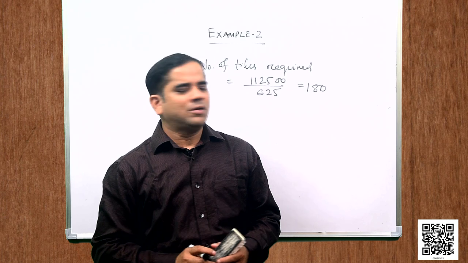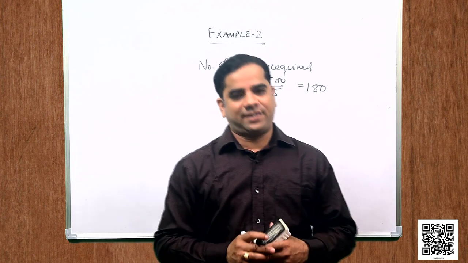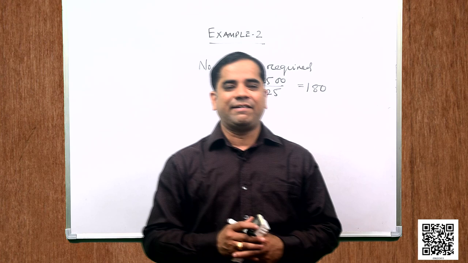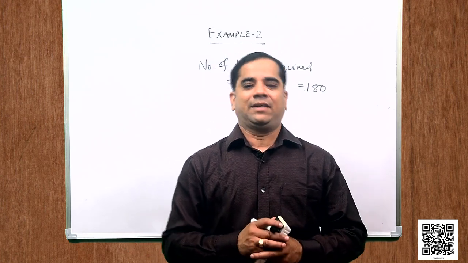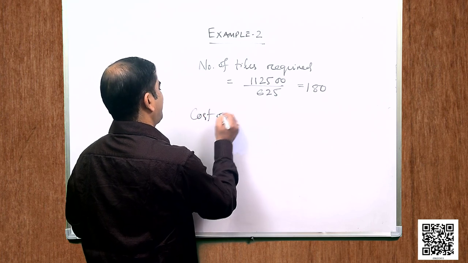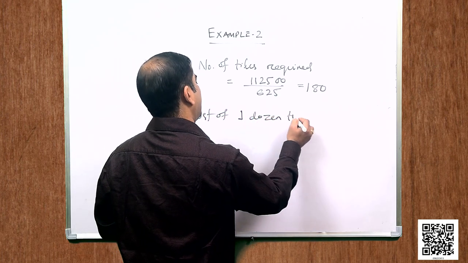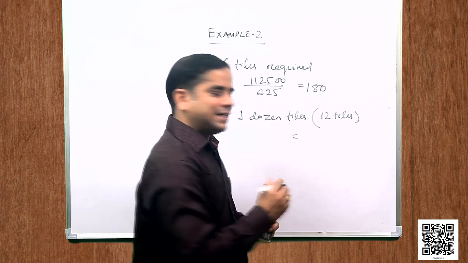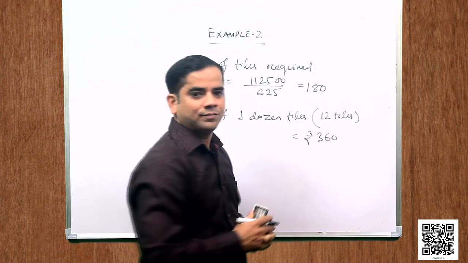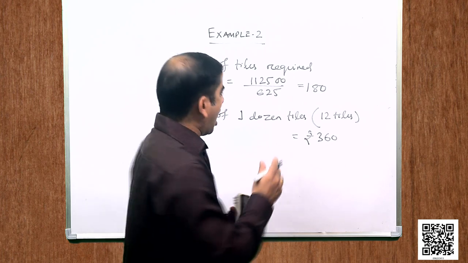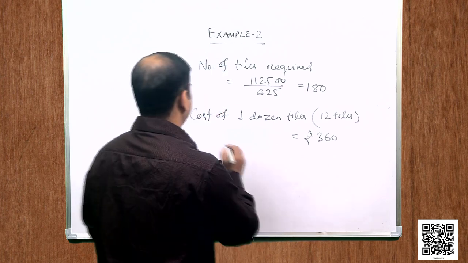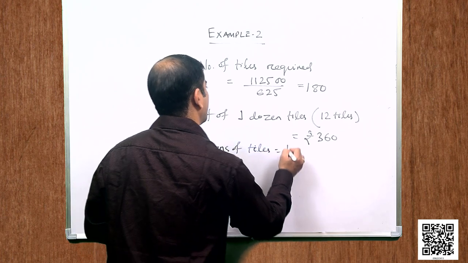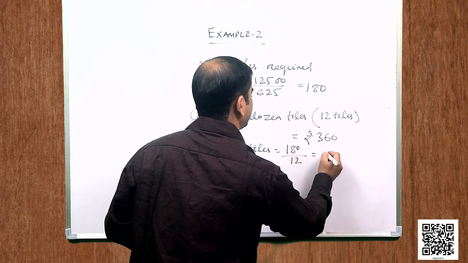That gives us 180. Now, we need 180 tiles, but to find out the cost, we have to concentrate that as per the given data, cost of a dozen tile is given. That means cost of 1 dozen tiles, or that is 12 tiles, is equal to rupees 360. Okay? So, how many dozens of tile we require? 180 divided by 12, 15 dozens.